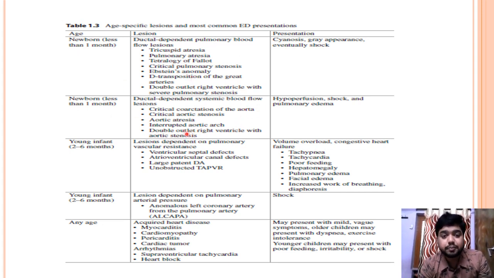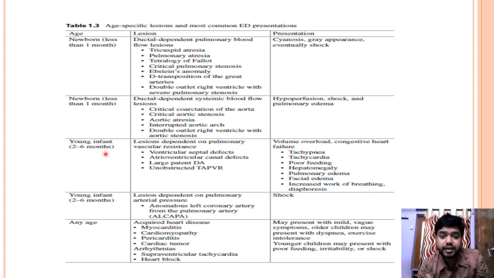So what are duct-dependent systemic blood flow lesions? Aortic atresia, interrupted aortic arch, double outlet right ventricle with aortic stenosis, critical aortic stenosis. These all present with hypoperfusion, shock. See, duct-dependent pulmonary flow lesions always present as cyanosis because there is no oxygen in the lungs, whereas duct-dependent systemic blood flow lesions present as hypoperfusion, shock, because there is no blood flow coming to the aorta.